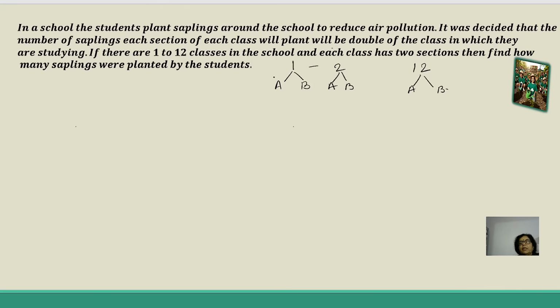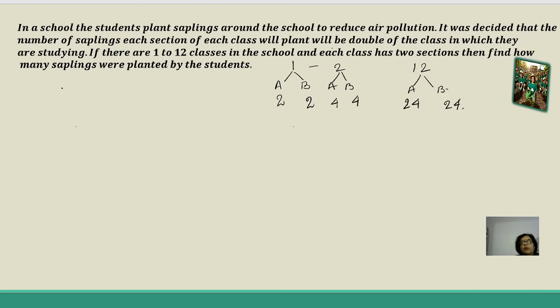For example, each section of class 1 will plant two plants each because it is double the number of the class in which they are studying. Section B will also plant two plants. Class 2, each section will plant four plants. Similarly, B will also plant four plants. Class 12, each section will plant 24 saplings, and B will also plant 24 saplings.